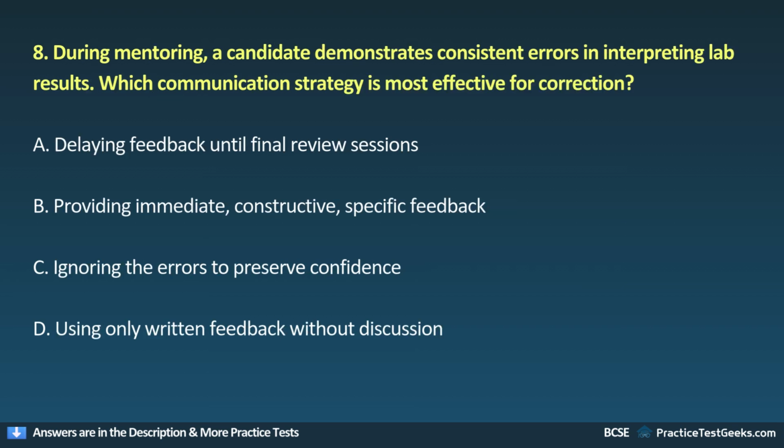8. During mentoring, a candidate demonstrates consistent errors in interpreting lab results. Which communication strategy is most effective for correction? A. Delaying feedback until final review sessions. B. Providing immediate, constructive, specific feedback. C. Ignoring the errors to preserve confidence. D. Using only written feedback without discussion.